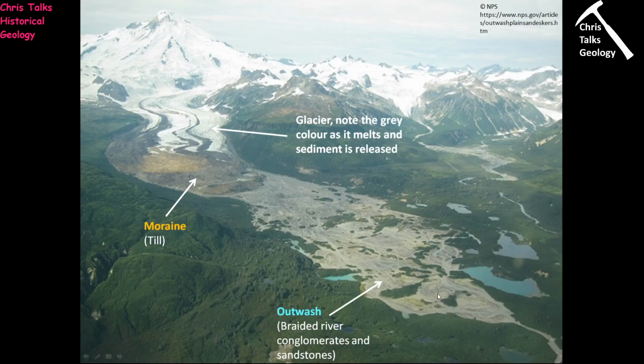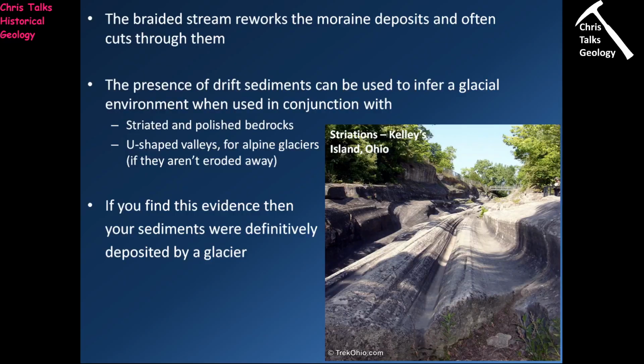And so you'll see we're going to get these two distinct types of environments. We're going to get a conglomerate here which is dominated by muds and silts, whereas here we're going to get a set of conglomerates and sandstones that are going to be almost mud and silt free. So I should say clay and silt free, sorry. So the braided river systems obviously rework the moraine deposits and often cut through them.